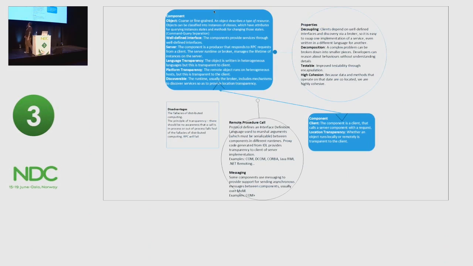Okay, so is that still readable? How's that at the back? Do I need to zoom it a bit for you so you can read the boxes? You okay? Okay, cool.